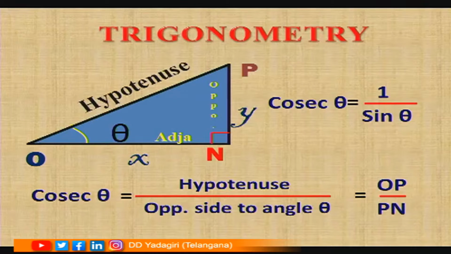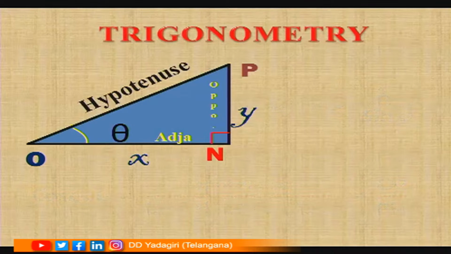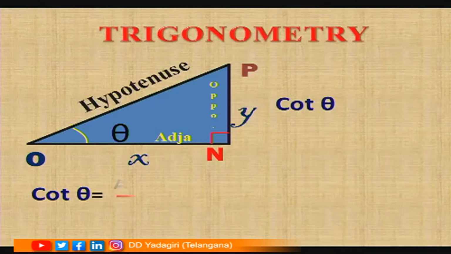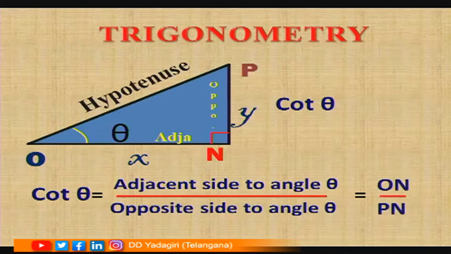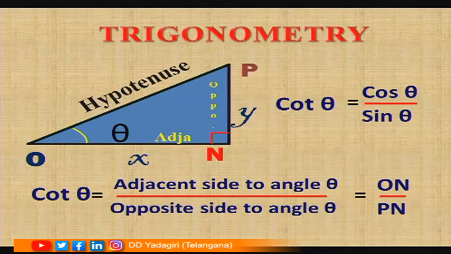Now, we are going to see the last, the sixth one of the ratios, that is cot theta. Cot theta is equal to the adjacent side to the angle theta by the opposite side to angle theta, which is equal to ON by PN. You are able to see this is very clearly the reverse of tan theta, or we can say cos theta by sin theta also. That means, here cot theta is also equal to 1 by tan theta or cos theta by sin theta.